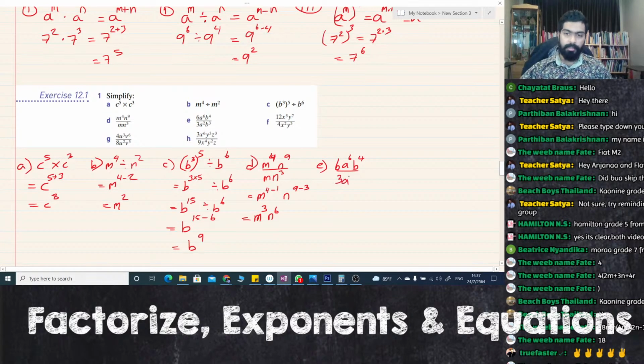And then in the denominator, we have 3a squared and b cubed. All right, 3a squared and b cubed. So here what we can do is straight away, guys.